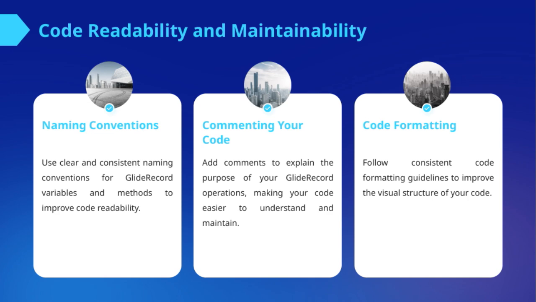Next, commenting your code is incredibly valuable. Adding clear comments that explain what each GlideRecord operation does helps others, and future you, quickly grasp the purpose of the code without having to decipher it line by line. And of course, using proper naming conventions is a game changer. When you choose clear, descriptive names for your GlideRecord variables and methods, your code naturally becomes more readable and much easier to maintain over time. Overall, these practices not only make your code cleaner, but also support the broader goal of creating reliable, scalable, and easy-to-manage solutions that fit into the bigger picture of effective development.